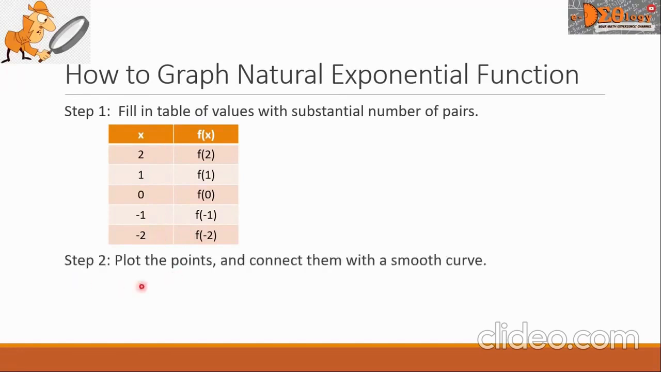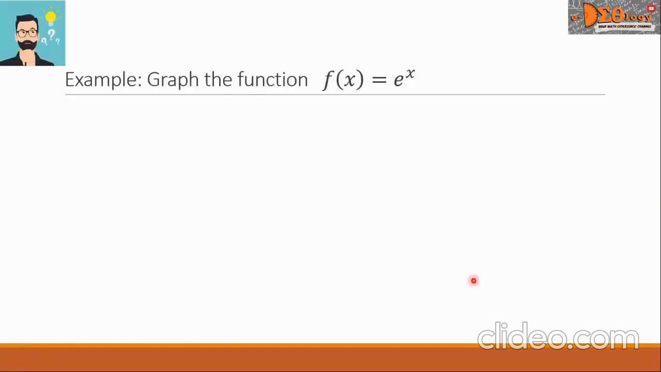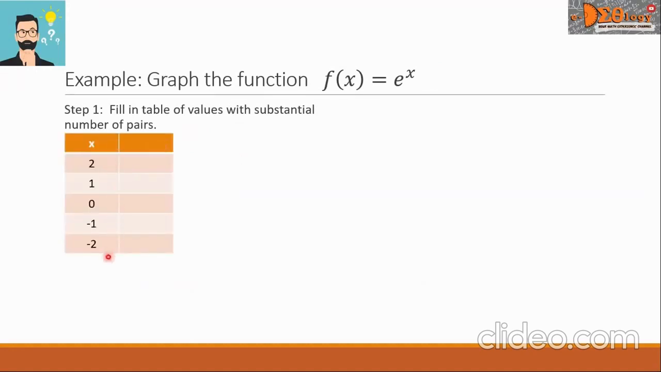And then, step 2, plot the points and connect them with a smooth curve. Let us have an example. Graph the function f of x equals e raised to x. Our step 1 is fill in table of values with substantial number of pairs. So we have the x with these 5 values. We have the f of x. We have the corresponding f of 2, f of 1, f of 0, f of negative 1, f of negative 2, respectively. So given our function here as e raised to x, we will copy it here.